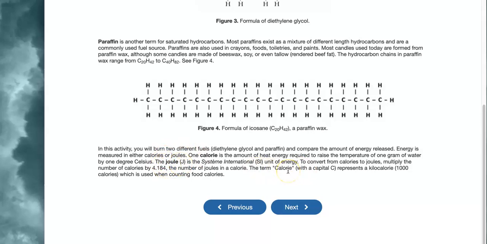Over here, this last sentence, if you read this, the term Calorie with a capital C represents dietary, or what they call food calories. That's actually 1,000 regular, or I like to say true calories. For instance, when you read the back of a Snickers bar, and it says 150 Calories with a capital C, that's actually 150,000 true calories, what we're going to talk about in this lab. You can convert between the lowercase c calorie, true calories, and joules through this conversion. You multiply the number of calories by 4.184. That's how many joules, 4.184 joules, are in one lowercase c calorie.